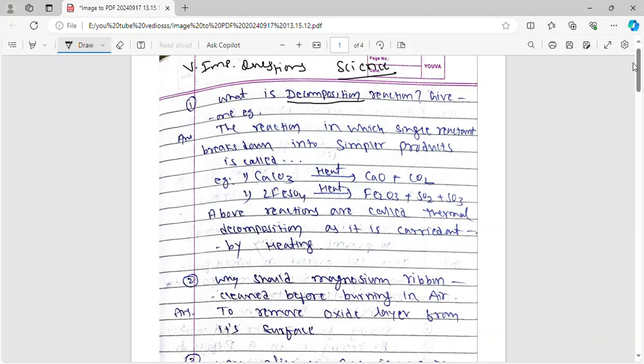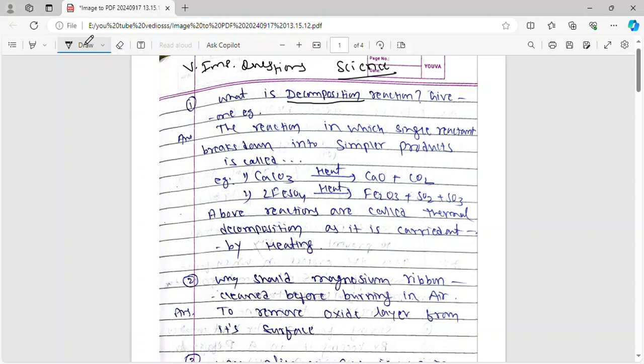Precipitate means insoluble solid. There are various types of chemical reaction: chemical combination, chemical decomposition, chemical displacement, then double displacement. This double displacement is also called a precipitation reaction. So these are the four types of reaction, and one more is called redox reaction, correct? Here the very important question is decomposition reaction.